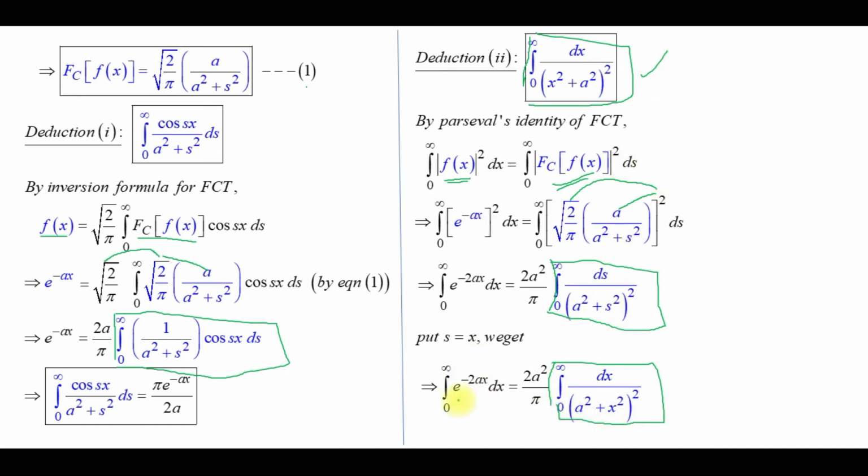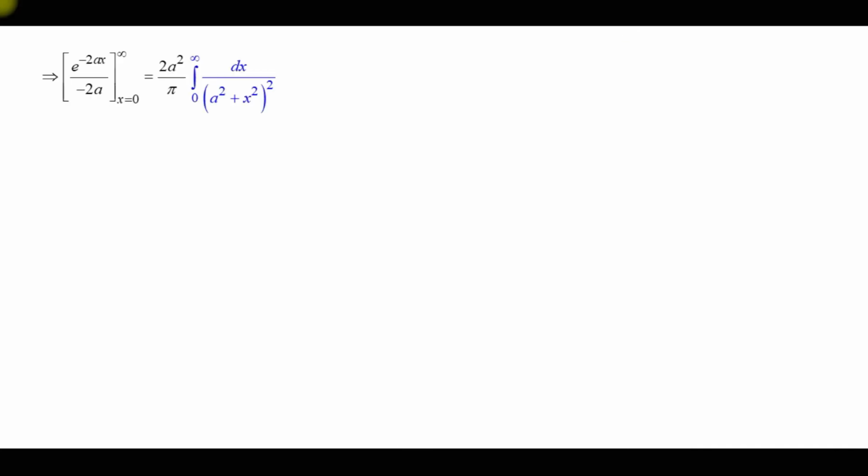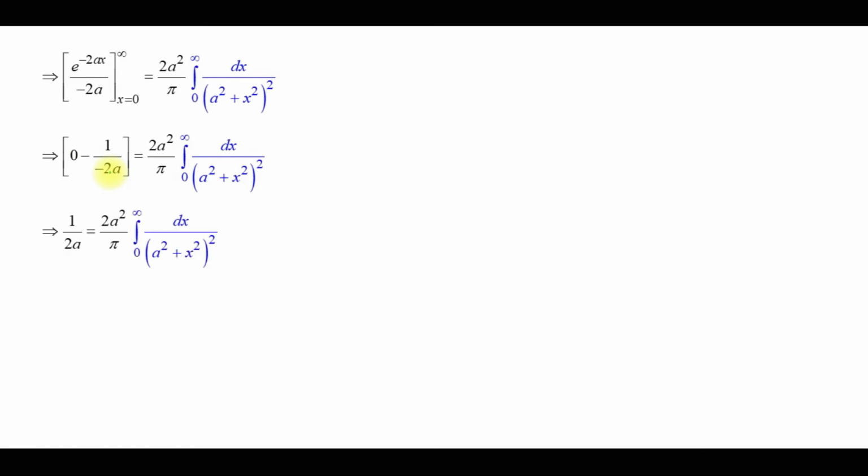Okay. So integrate the left hand side: the integration of e power minus 2ax is e power minus 2ax divided by minus 2a, with limits 0 to infinity. The right hand side is 2a square by pi times this one. You know e power minus infinity is 0, so the upper limit is 0 minus the lower limit; anything power 0 is 1. So the lower limit is 1 by minus 2a. So minus into minus is plus, this is 1 by 2a, equals 2a square by pi.